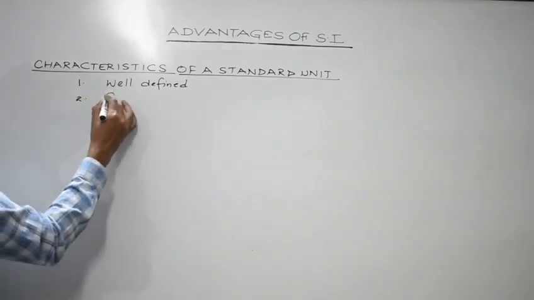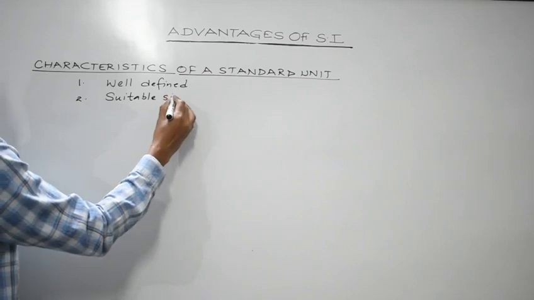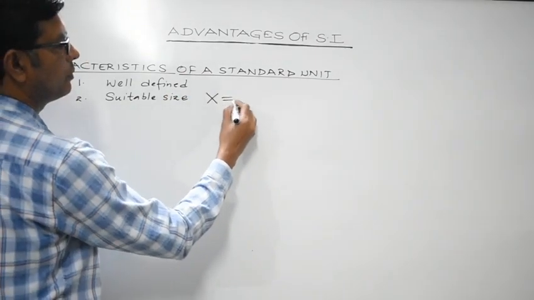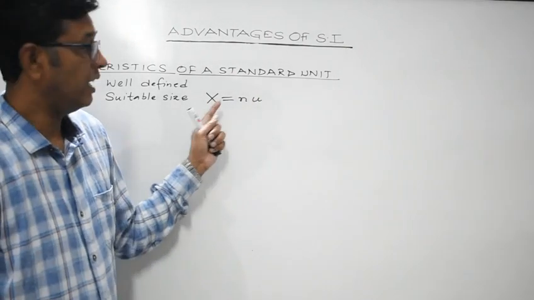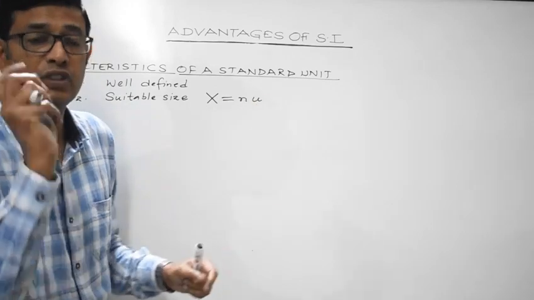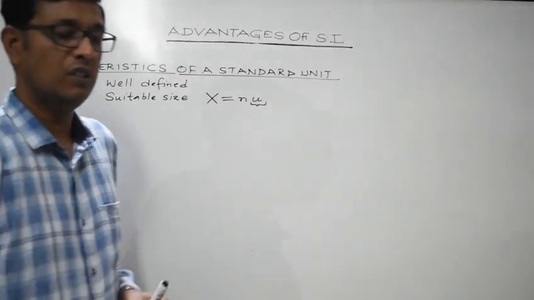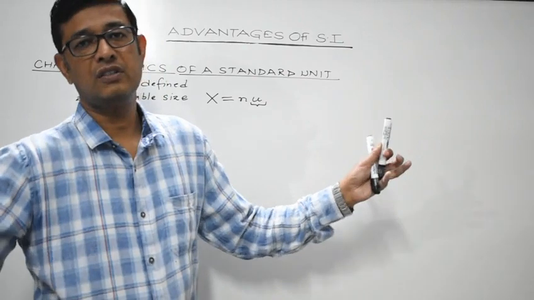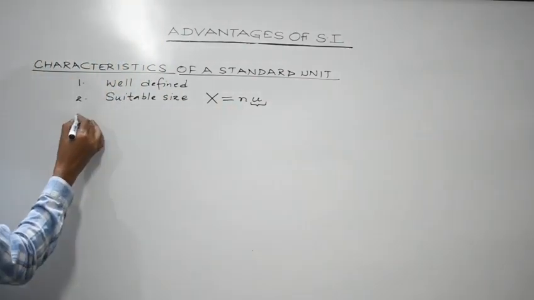Second is, it should be of suitable size. We have discussed in the earlier section that a physical quantity can be represented by X = n u. X is the physical quantity, n is the numerical value of that physical quantity, and u is the size of the unit. I am talking about the size of the unit. It should be suitable. It should be neither too small nor too large, right? So it should be of suitable size.